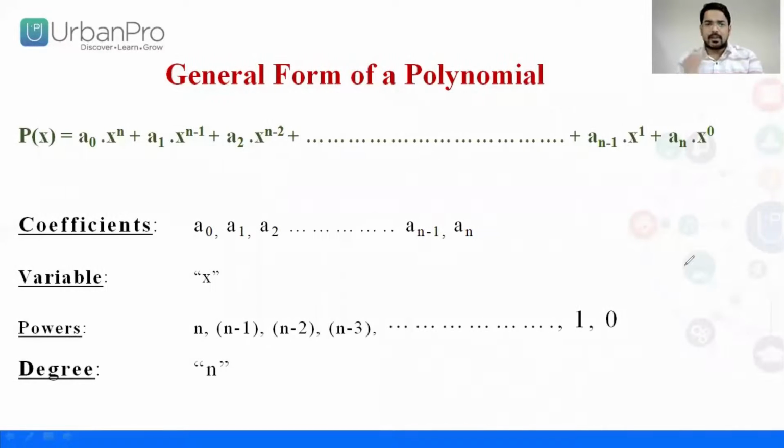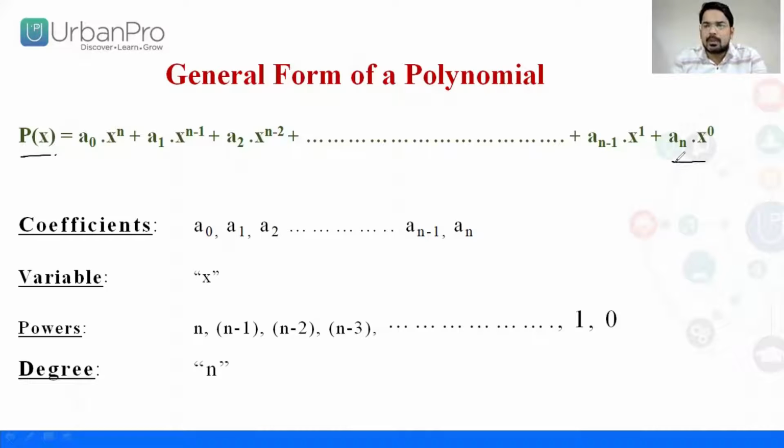Okay, so now we are on the general form of our polynomial. The general form of a polynomial, p(x), states that there's a polynomial in x. The variable we have is x. So any polynomial in general is written as a0 x raised to power n plus a1 x raised to power n minus 1 and so on up to an into x raised to power 0.